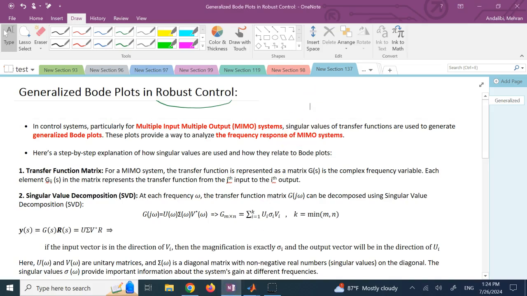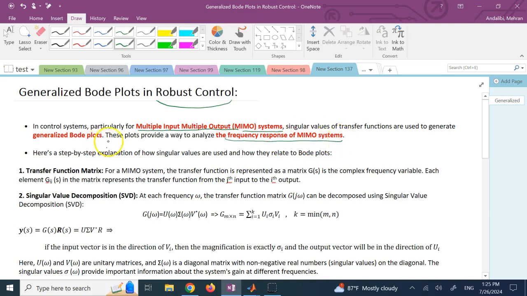So the topic today is called Generalized Bode Plots, or you might also call them Singular Value Bode Plots, or just simply Singular Value Plot. What is it? This is really good when you want to analyze a multiple input, multiple output system, MIMO, because most of the systems we have so far seen and talked about are SISO, single input, single output. But when your system has more than one input and most of the time more than one output, how would you analyze the frequency response of these MIMO systems?